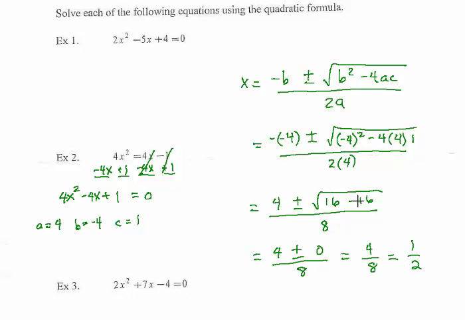So in the case where the radical part becomes 0, we just end up with one real solution. One real solution: 1/2.